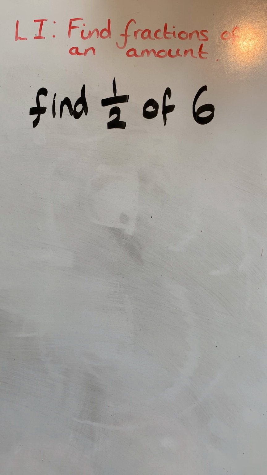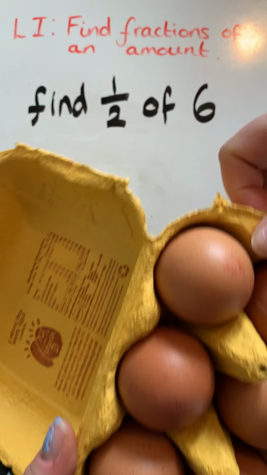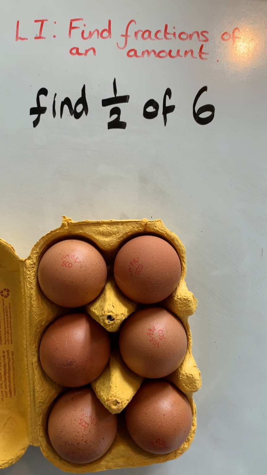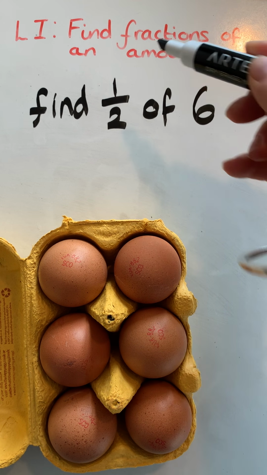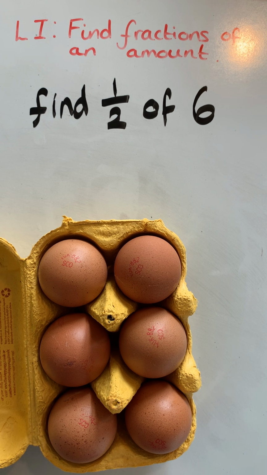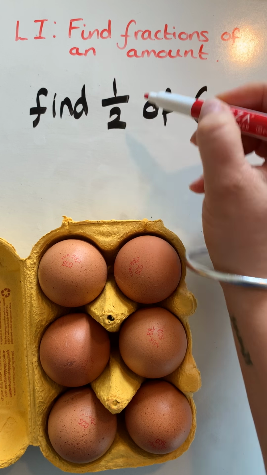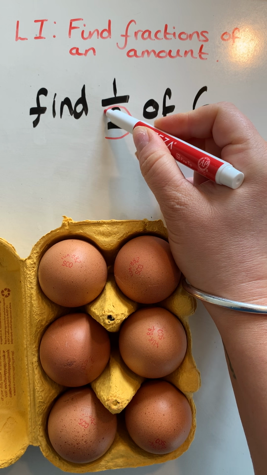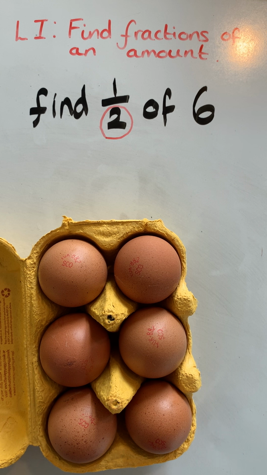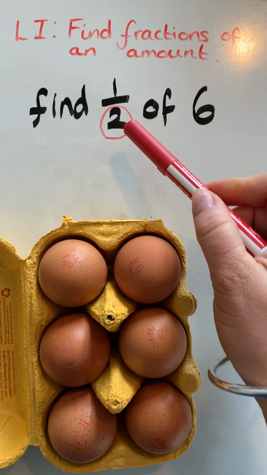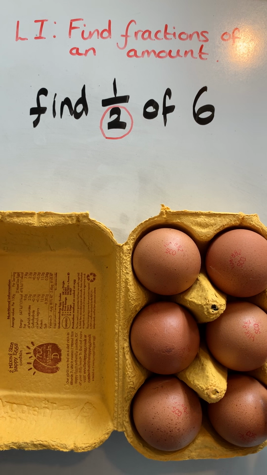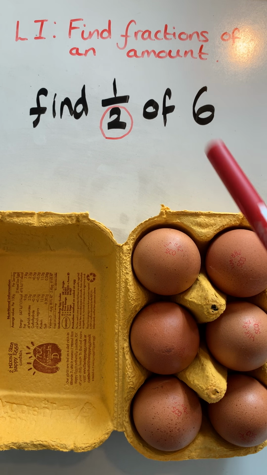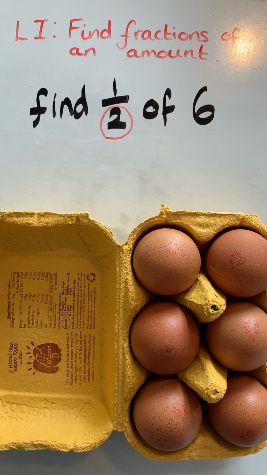Now, some of you will know that already, but you can use objects to help you solve this problem. Okay, so I have 6 eggs. Now I want to find 1/2 of 6. So that means that I look at the denominator. Remember the top is the numerator and the bottom is the denominator. The denominator tells us how many groups we need to put our amount into, or our objects into, or split our shape into. So how many pieces we need to make. And I know that to find half of 6, I need to split 6 by 2. So 2 groups.